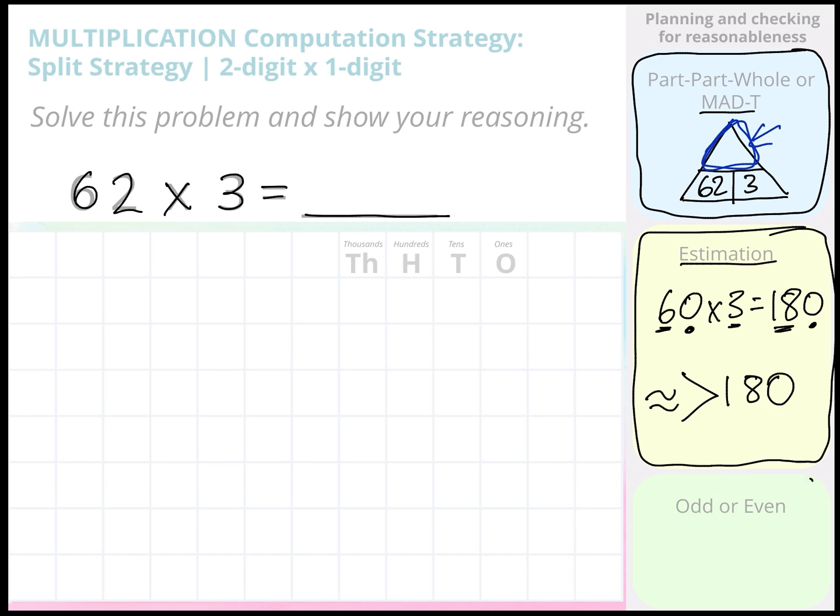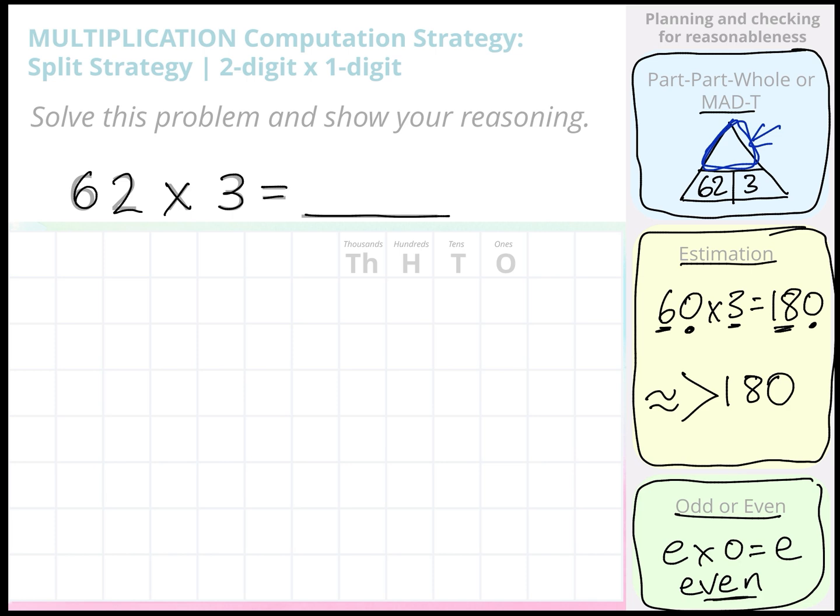Okay, and is my answer going to be odd or even? Now, I've got an even number in 62 multiplied by an odd number in 3. Now, any even number multiplied by anything is going to be an even number. So I know that the answer is going to be even.